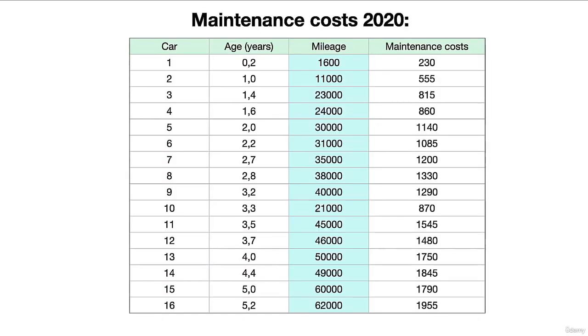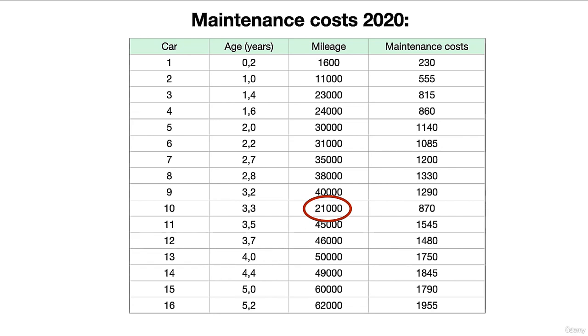Dave pulls a new report from the system, and this time he adds the mileage to the data. And suddenly it gets clear. The mileage also plays a role in the maintenance cost. Dave decides to add the mileage as the second input to the system.